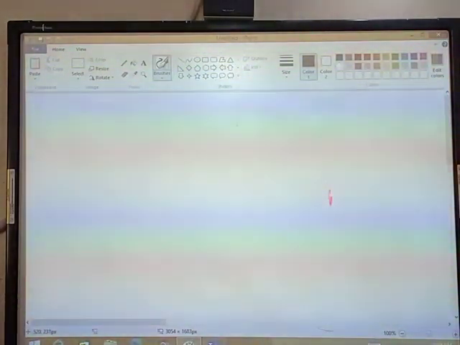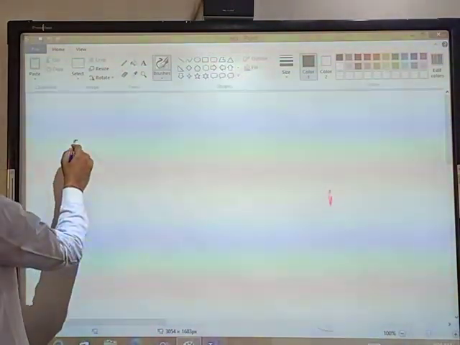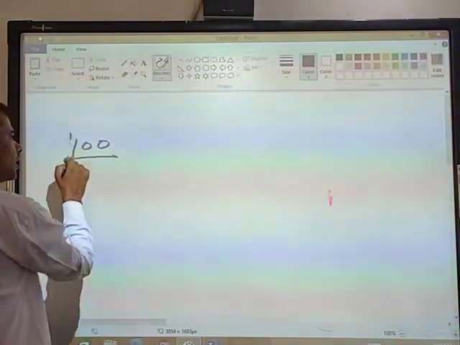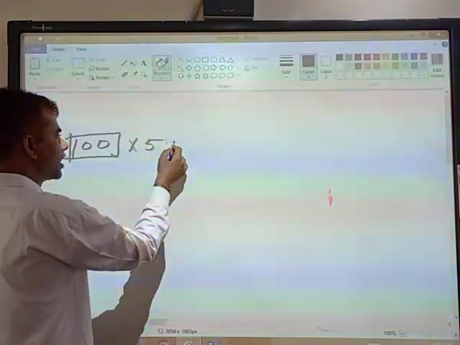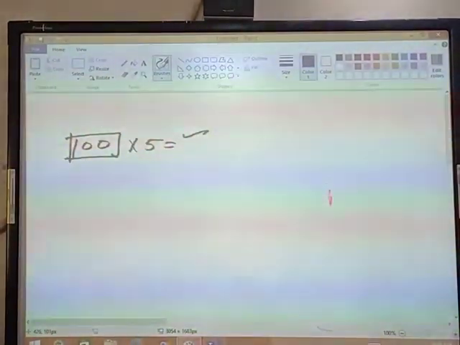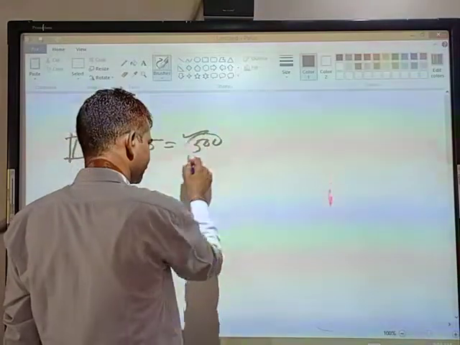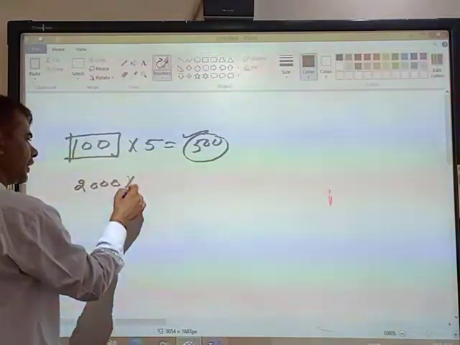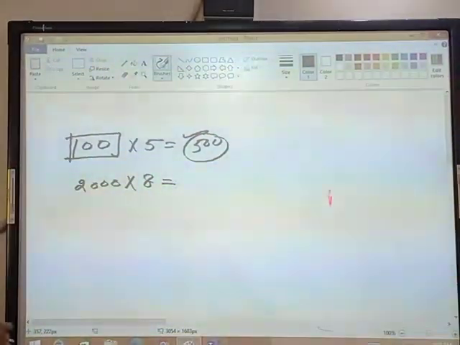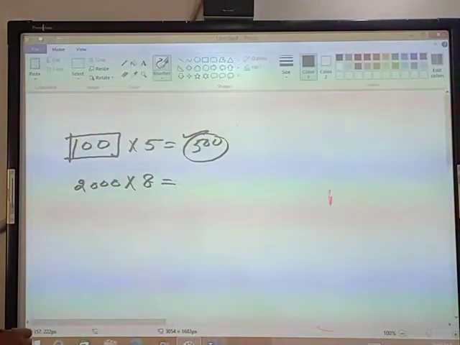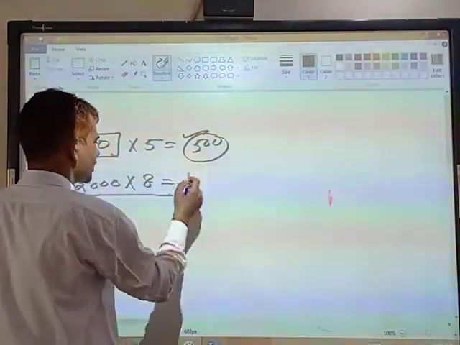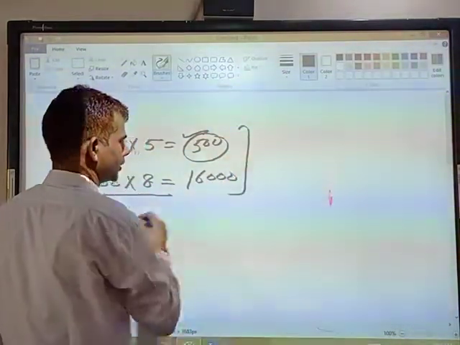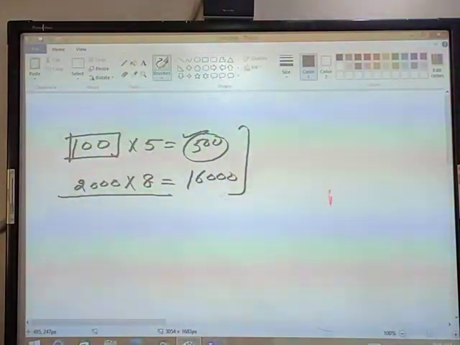Students, if you have 100 rupees notes, 5 notes of 100 rupees, the amount will be, please tell me, 500. Yes. If you have 8 notes of 2000 rupees, the amount will be 8 times 2 is 16, 16,000. Right?